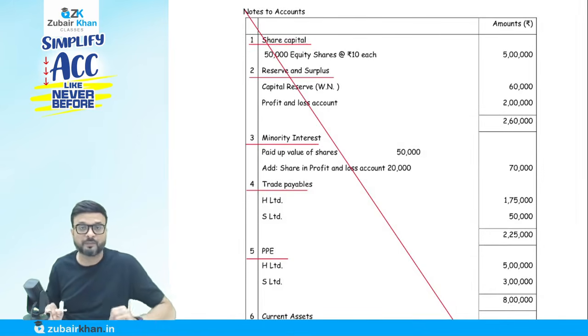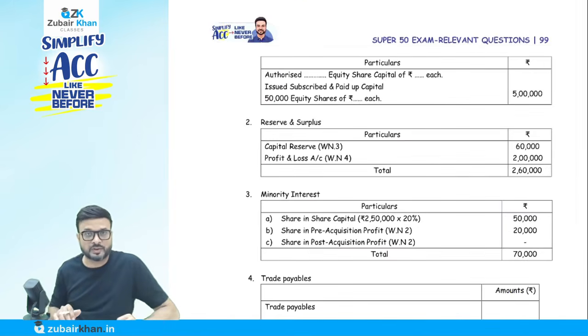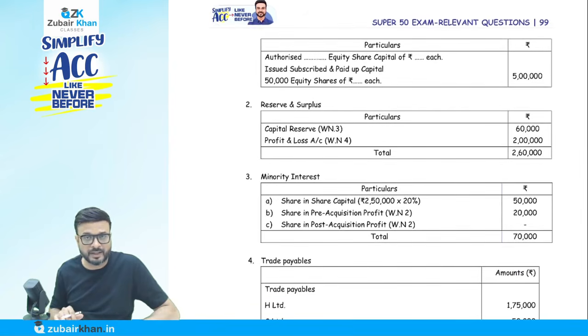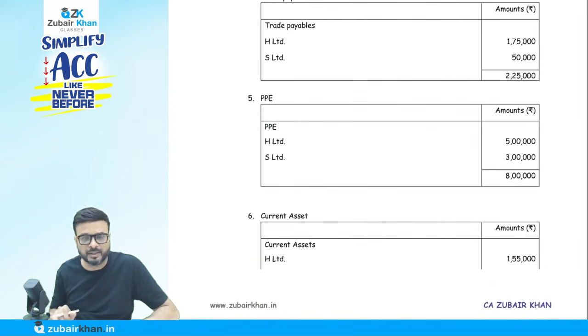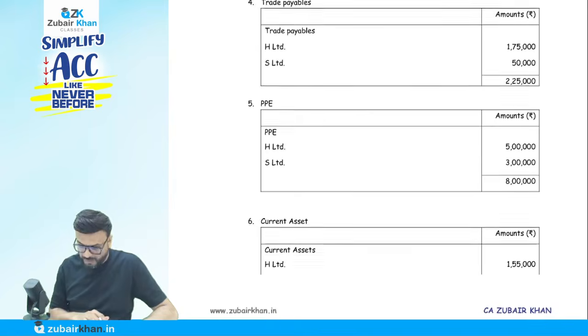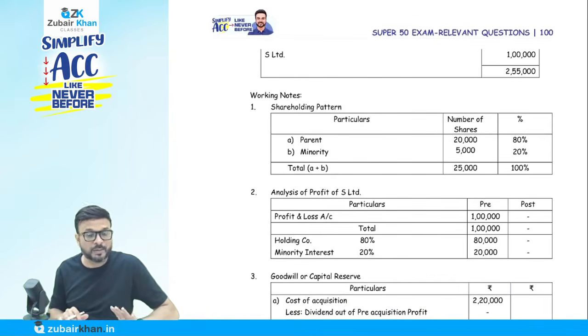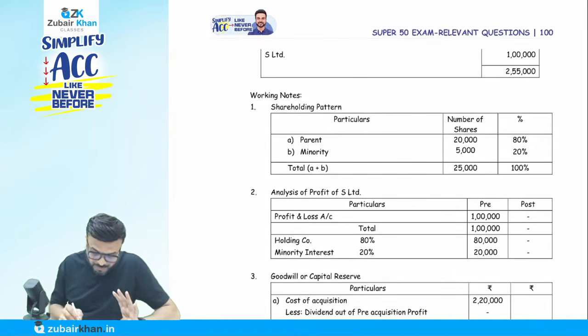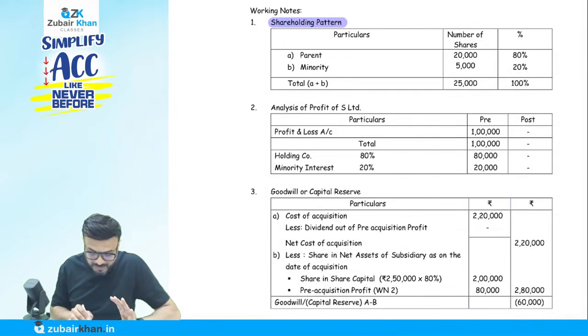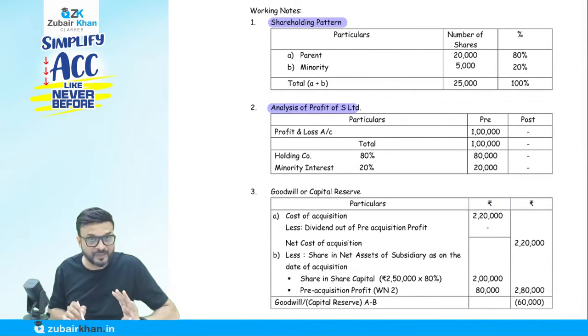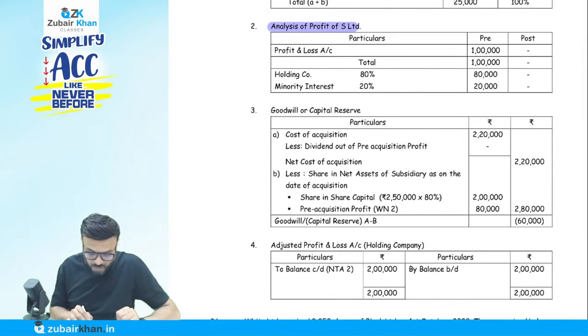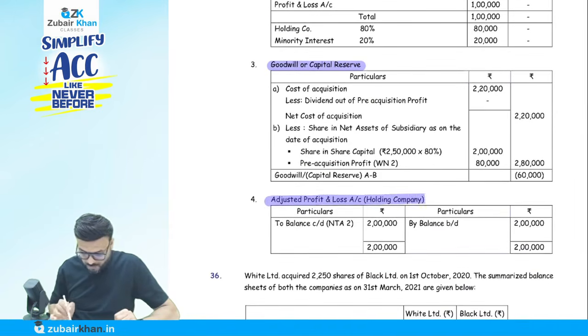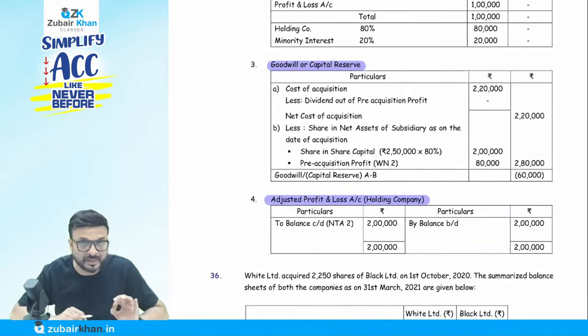Okay, now listen carefully. We have prepared notes to account on share capital, reserve and surplus, minority interest, trade payable, PP, and the current asset. Now working notes, I told you how many working notes? 4. First working note is on the shareholding pattern. I will explain each and every shareholding pattern. Then second is analysis of profit of subsidiary company. Third, I'll tell you goodwill or capital reserve and adjusted profit and loss account of holding company. So just listen to me carefully.